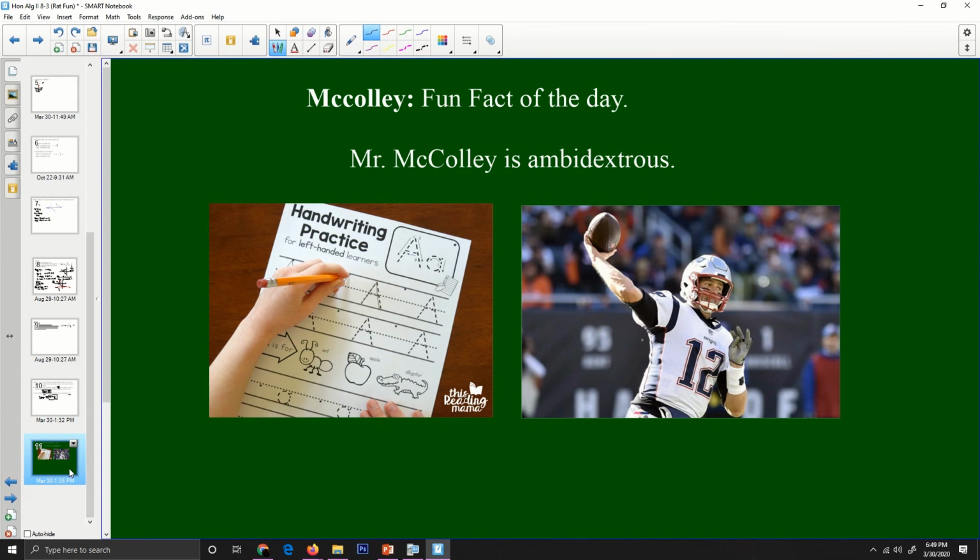So the Macaulay fun fact of the day: Mr. Macaulay is ambidextrous. I write with my left hand, and if I have to throw a football or throw a baseball or do anything that takes any strength, I do it right-handed. The world is designed for righties. I had to learn to be strong with my right hand.